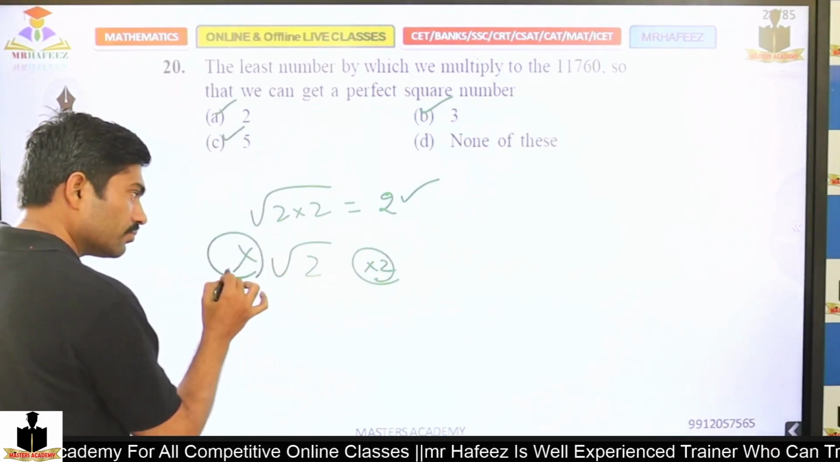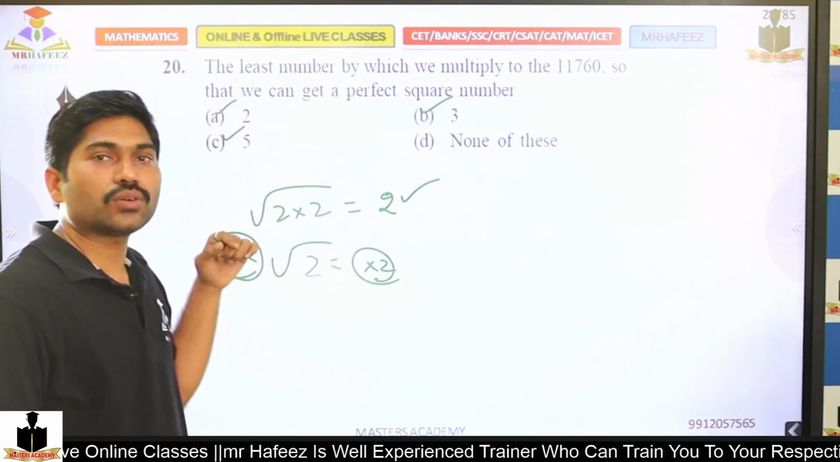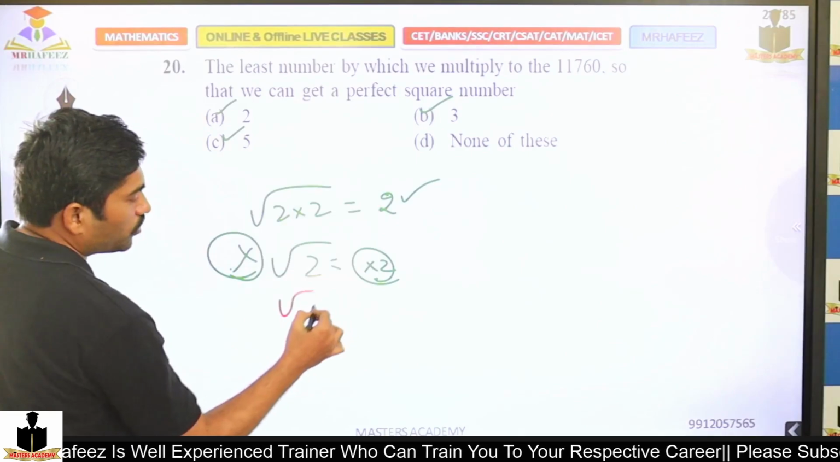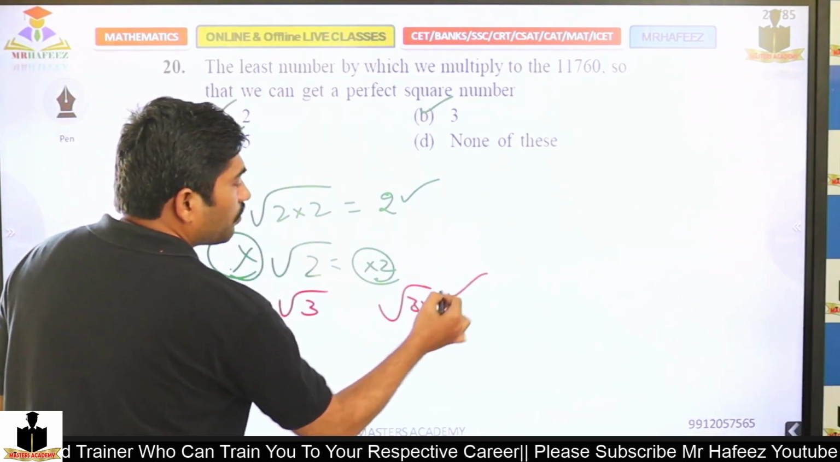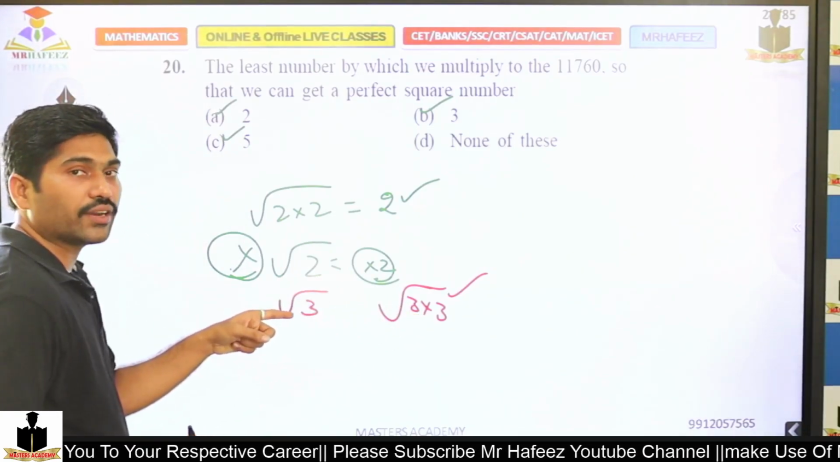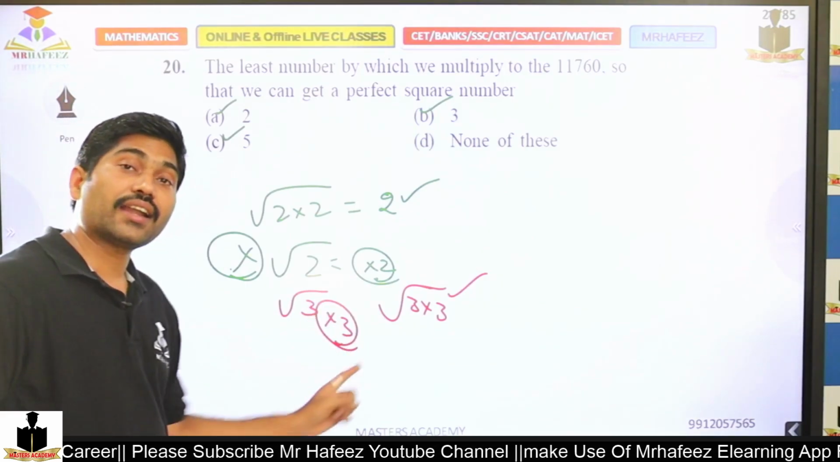This is wrong. This cannot be a perfect square. It should be multiplied by 2 so that we get a perfect square. And just like that, it should not be 3, it should be 3 into 3, then it's a perfect square. This is not a perfect square, this is a perfect square. If it is only root 3, then I should multiply with 3, then only it can be a perfect square.